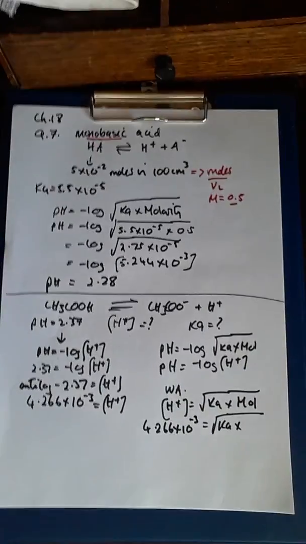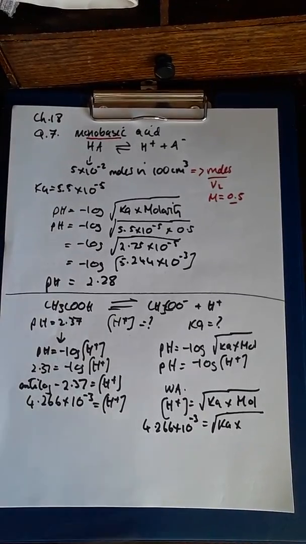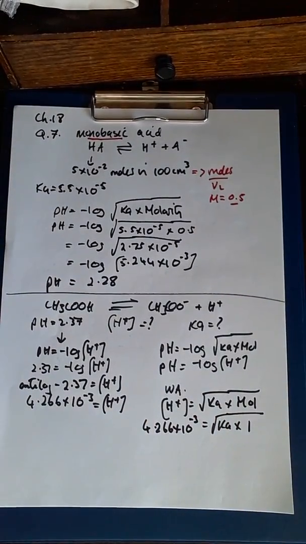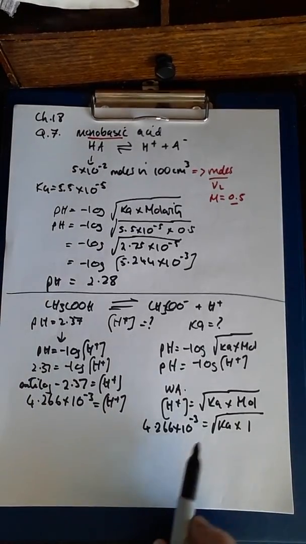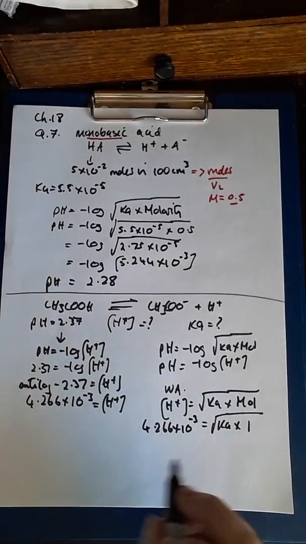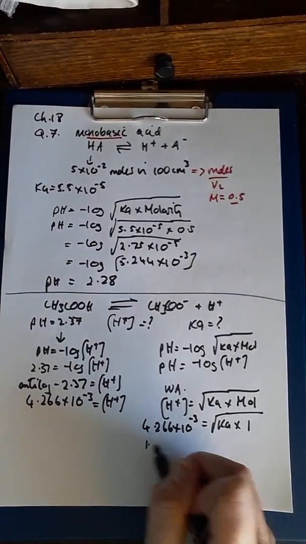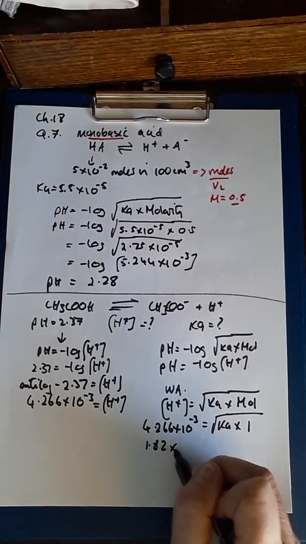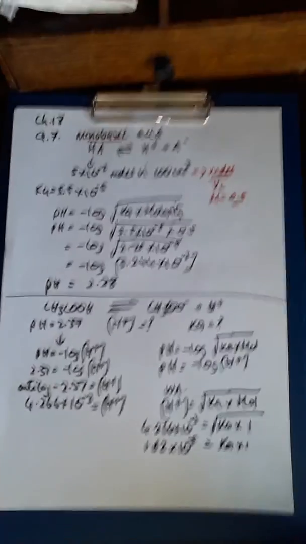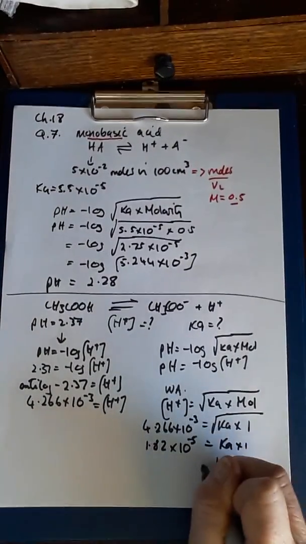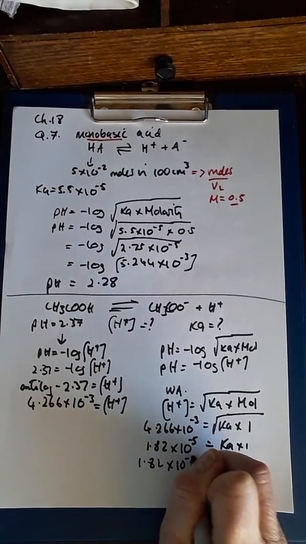Now it tells me in the question that the molarity is 1. It says that to me in the question. It's a 1 molar solution. So when I work this out, this will become 4.267 by 10 to the minus 3 is equal to the square root. I'm going to square this to release that Ka. So this will give me 1.82 by 10 to the minus 5 is equal to Ka by 1, which of course is just Ka. So the Ka is equal to 1.82 by 10 to the minus 5.